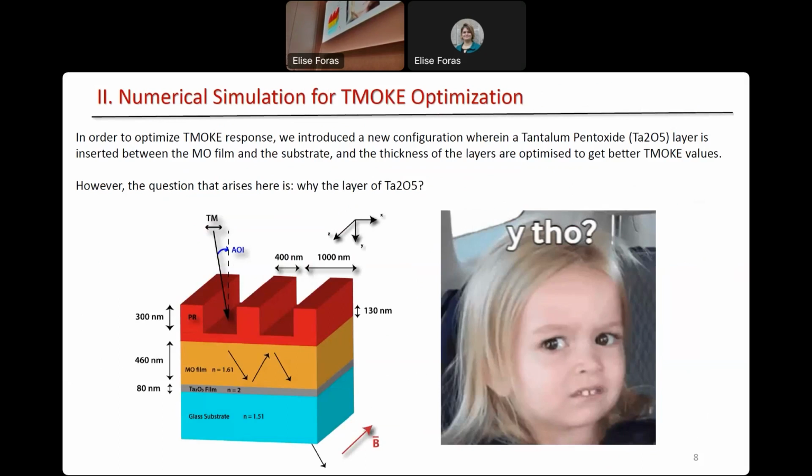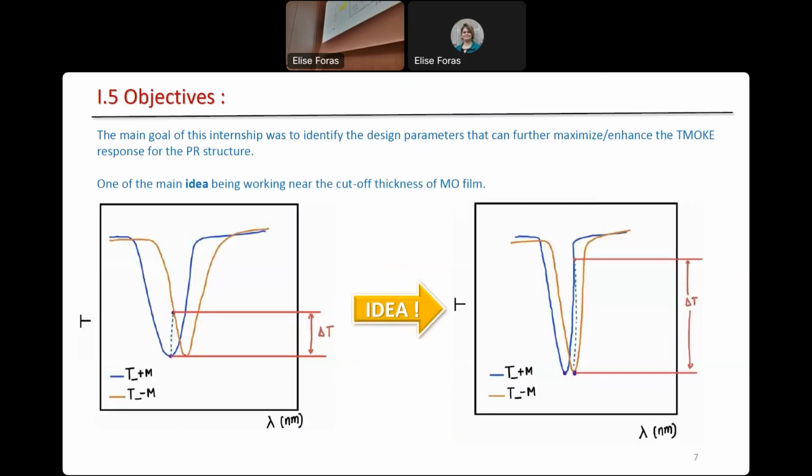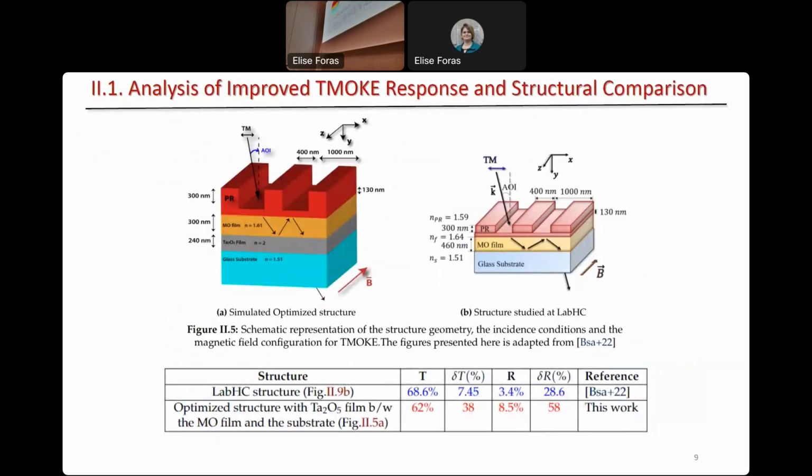Also, by this layer, I can confine more of the field inside my magneto-optical material, and by confining more field, I can further enhance TMOKE. It's a double-edged sword. It will take time, so I will not discuss that. Now I optimize my structure according to these parameters. And as we can see, we have quite drastically improved the TMOKE response. We are getting a TMOKE in reflection of around 58%, which is very good for detection. So we significantly enhanced our response.